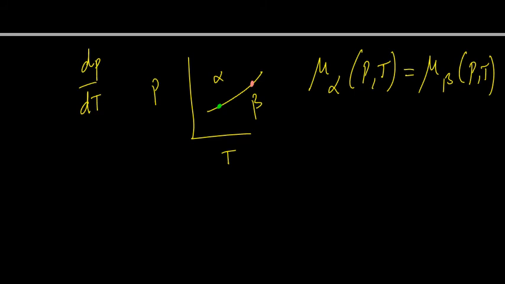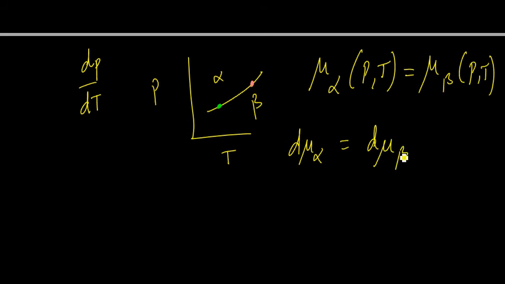So if I change it from P to P plus delta P and T to T plus delta T, still the chemical potential of alpha at P plus delta P, T plus delta T is equal to the chemical potential of beta at P plus delta P, T plus delta T, right? So if both the points are same, I'll say that the change is also the same. And it's an infinitesimal change. So d mu alpha is equal to d mu beta. That's what I write.